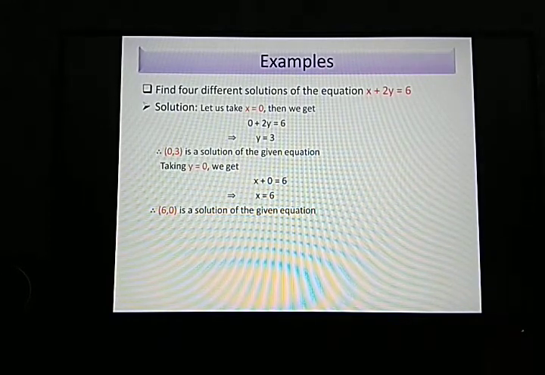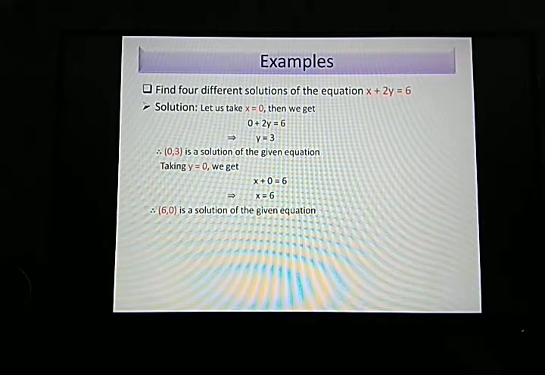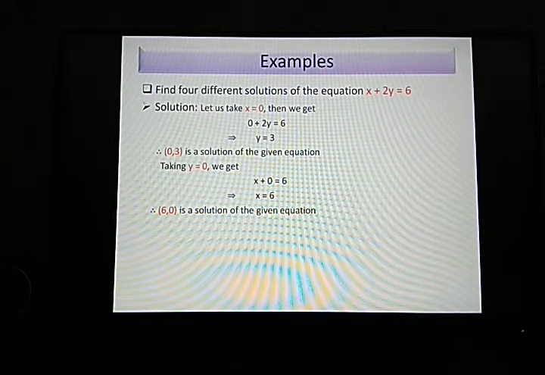So if we take y to be 0, then we have x equals 6. Directly we can get. So (6, 0) is also a solution of the given equation. Similarly, if we substitute it in the equation, it will satisfy the equation. Now what to do? Now again let us choose some different values for x and y.